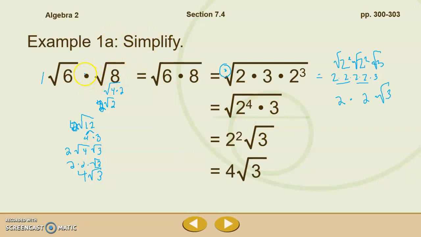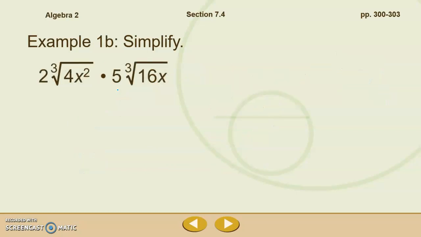You could simplify your radicals first and then multiply, or you can multiply and use prime factorization to simplify your radicals. So multiple paths that you can take to simplify this radical. Let's try to simplify this one.